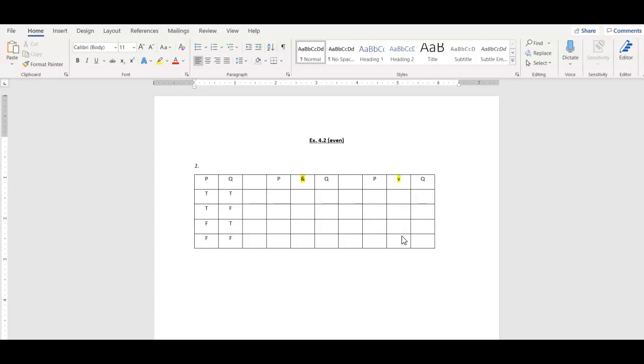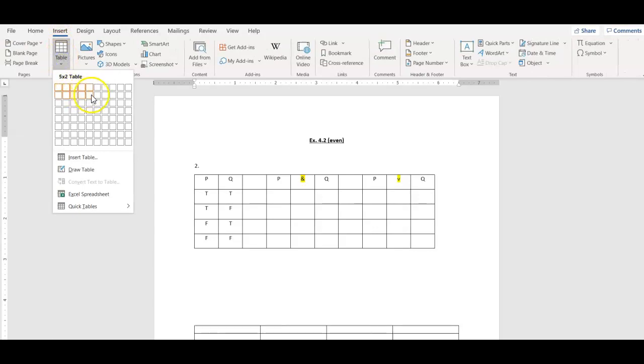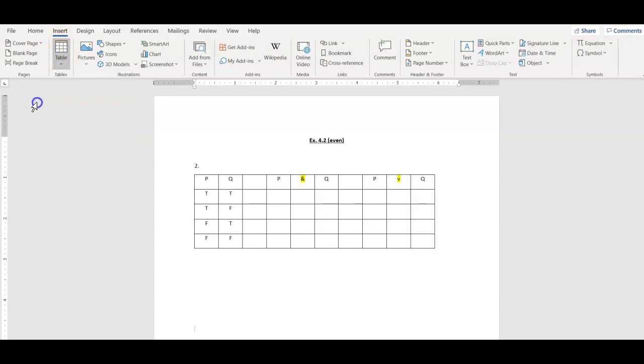We're going to do some even-numbered ones since the odd ones are assigned for homework. This is number 2 in exercise 4.2. Again, I'm using tables. To do that, you just click on insert, then go to the table, and then you can pick a table of whatever size you want. So here we've got two atomic sentences, P and Q. So we've got a 4-line truth table, TTFF for P, TFTF for Q.